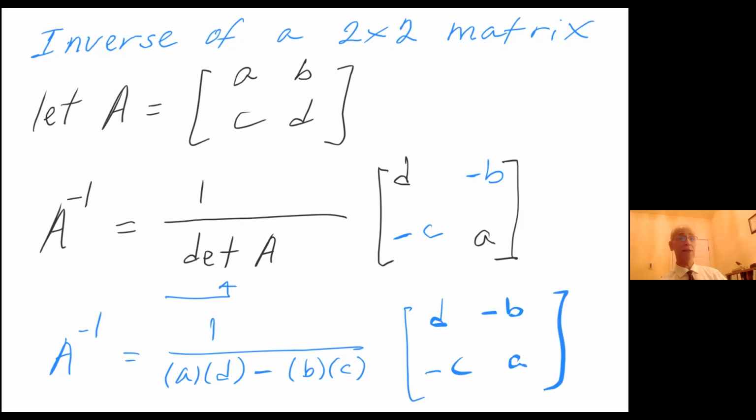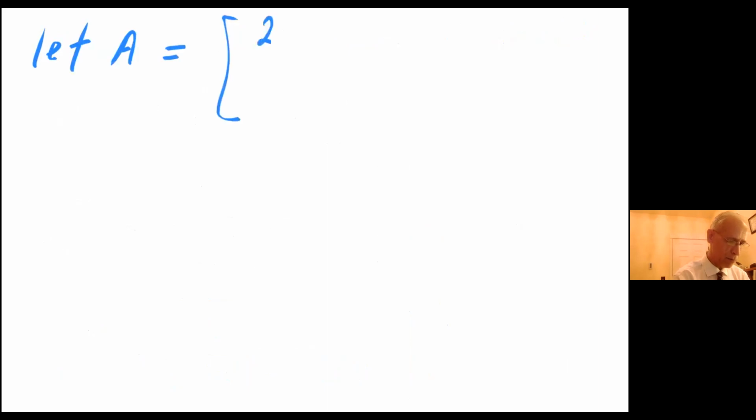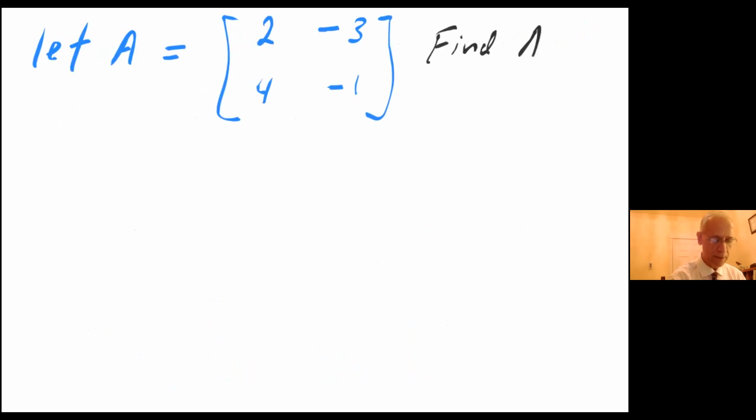Now, let's have an example. So let matrix A equal 2, -3, 4, -1. And let's say that we want to find A inverse. Once again, this is not A to the -1. This is A inverse. That notation you need to memorize.